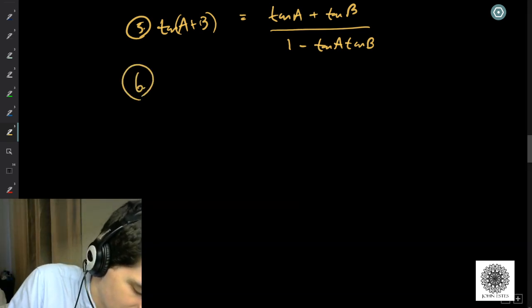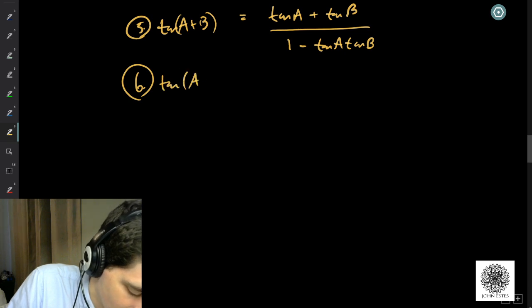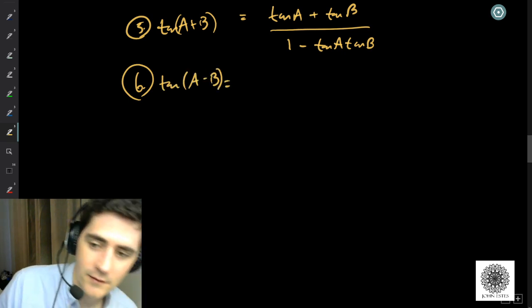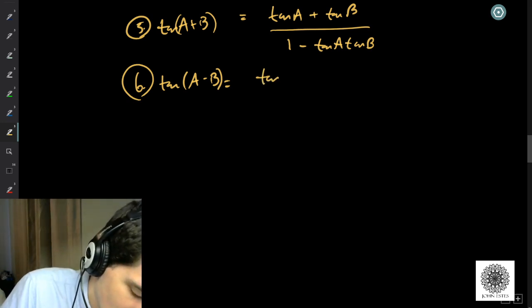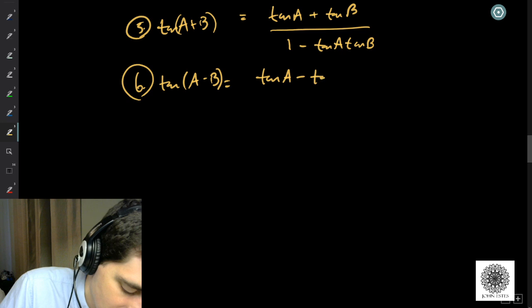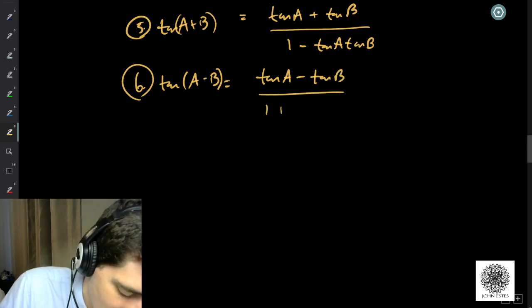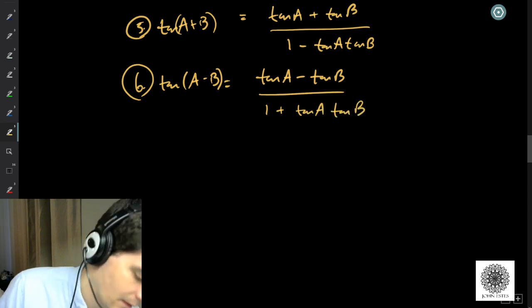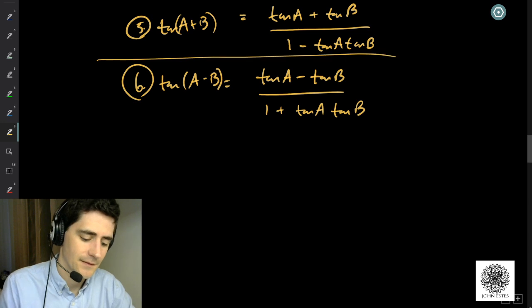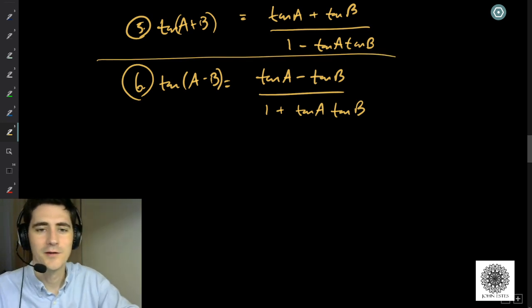For subtraction, you do the same thing. We're not going to go through all of it. It's the same identity we just had. You just trade your signs. The plus becomes a minus in the numerator, and the minus becomes a plus in the denominator. And there's number 6. Okay, it's pretty cool.